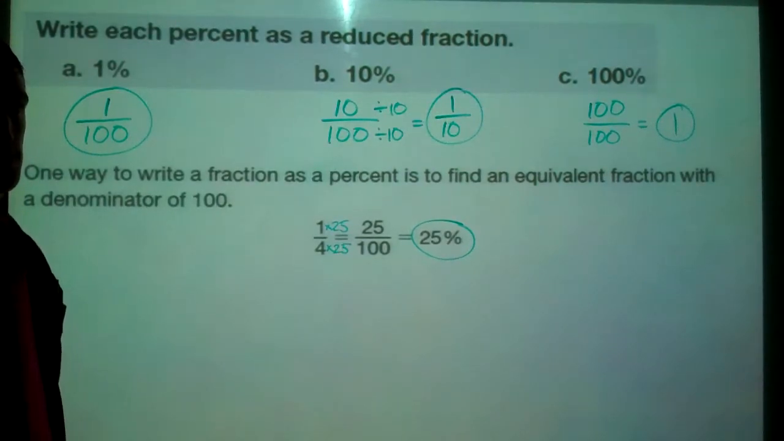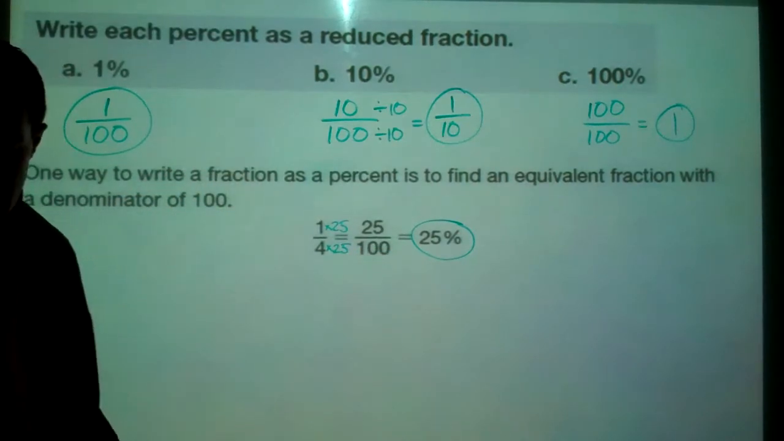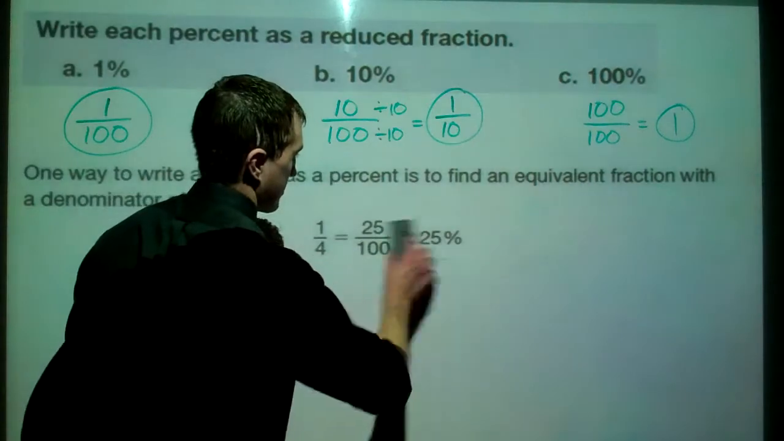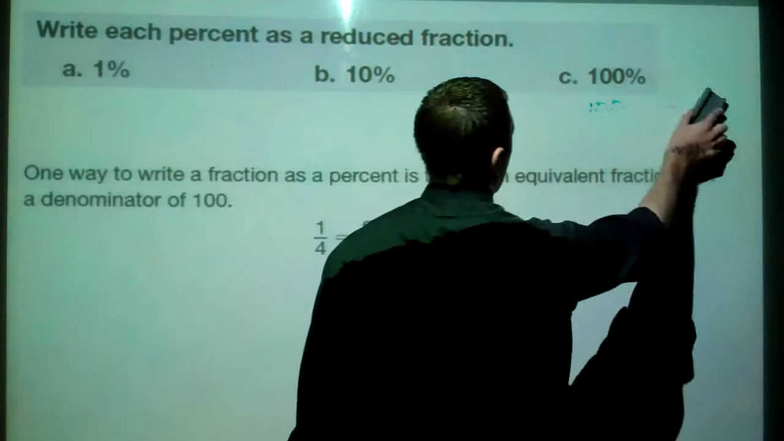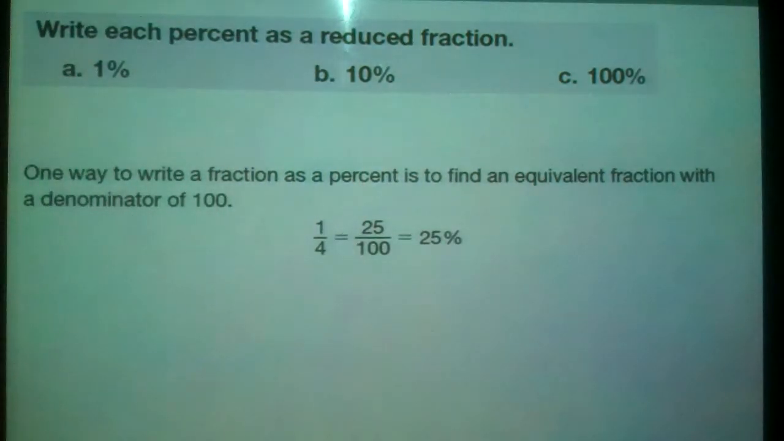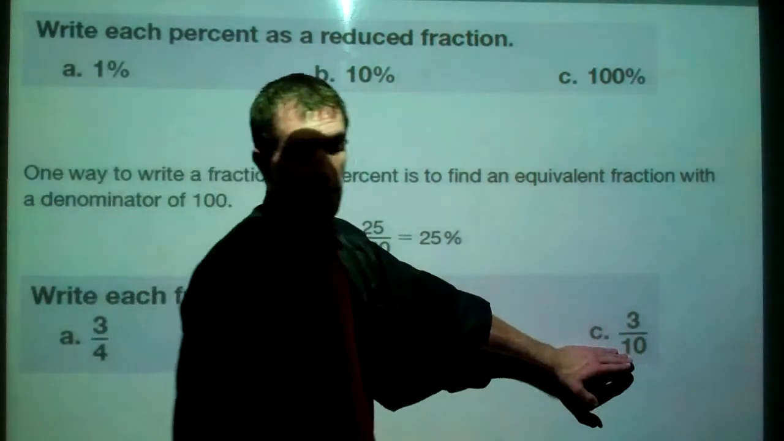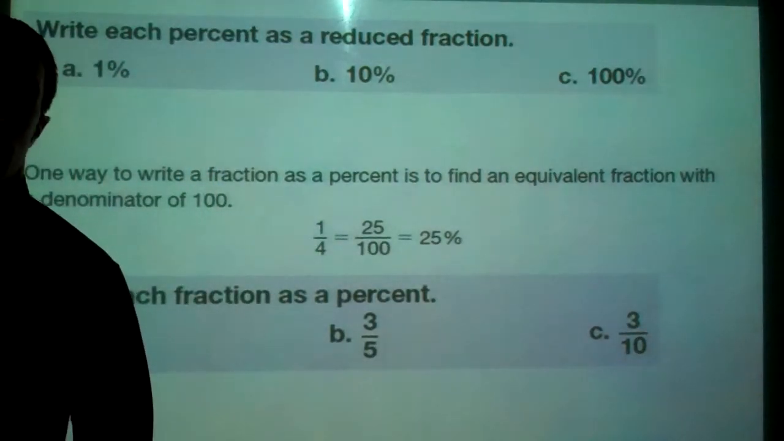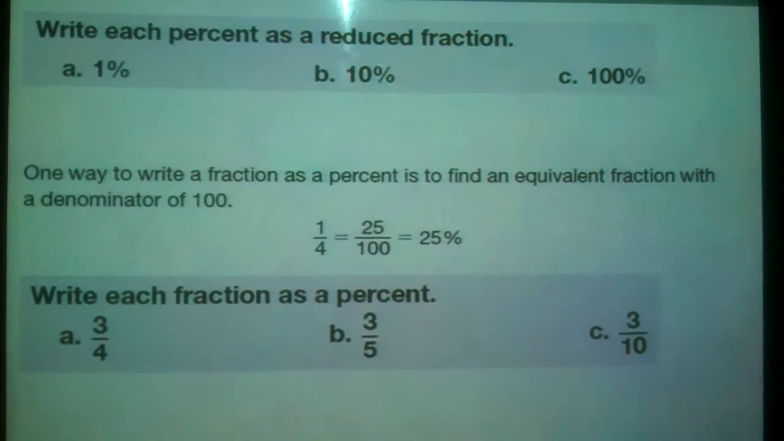So now we're turning the tables a little bit. This was percent to fraction, now fraction to percent. And we're going to have a few different ways to do that. Okay. Now this one says write each fraction as a percent. Now I look at each of these separately here. 4, 5, 10. All three of those numbers will go into 100. So we can take this shortcut right here.